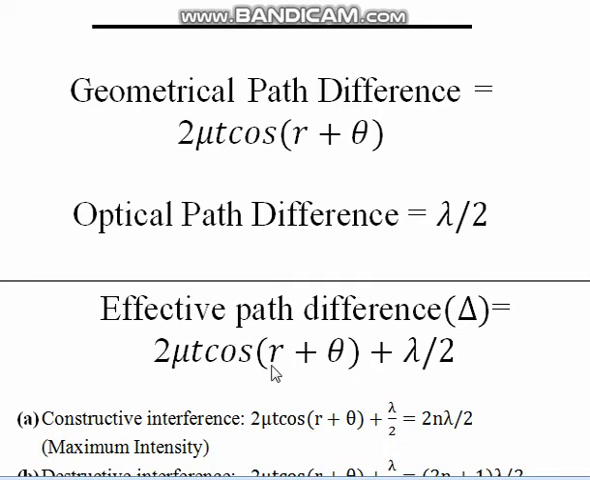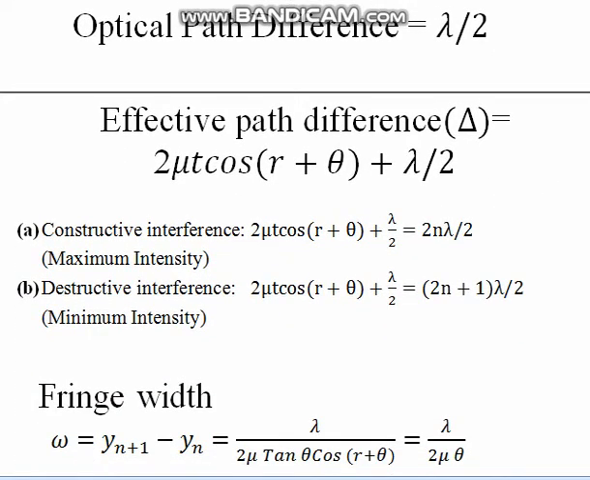Okay, so for normal incidence r will be 0, and for a small wedge angle theta is approximately 0. So in general cos(r plus theta) is about 1, and finally we obtain the effective path difference 2 mu t plus lambda by 2. Now we are able to write the conditions for maximum and minimum intensity. Once you put the path difference equal to an even multiple of lambda by 2, you obtain the maximum intensity. If you put the effective path difference equal to an odd multiple of lambda by 2, you will get the minimum intensity or the dark band.